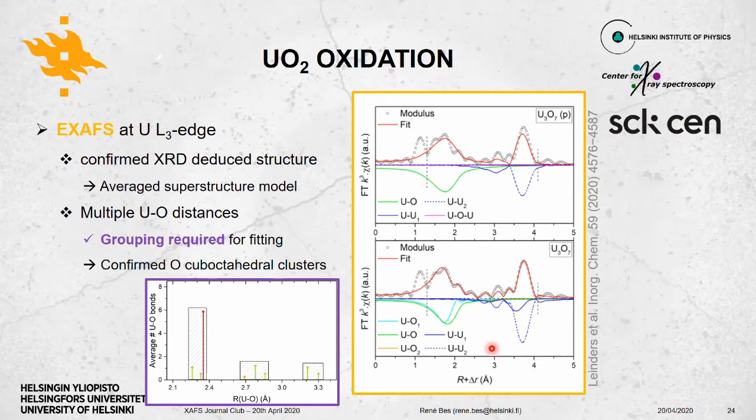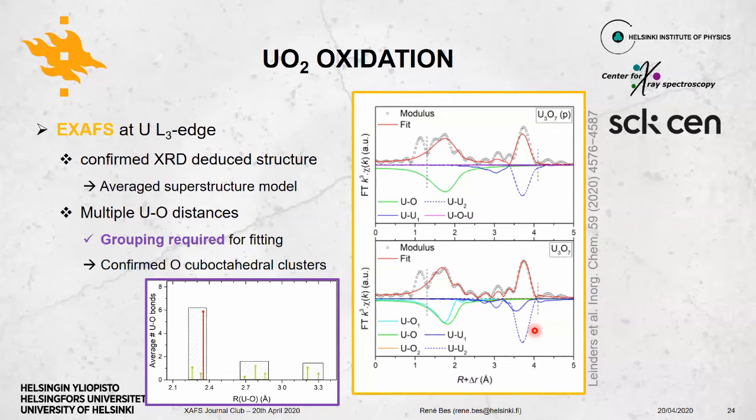So it was needed to group some uranium oxygen paths. Here you have the different average numbers of uranium oxygen bonds in the compounds, the distances, and we grouped them into short, medium, and long distances. By doing that, we obtained very nice XAS results and fitting, which confirm the presence of oxygen cuboctahedral clusters in this compound.